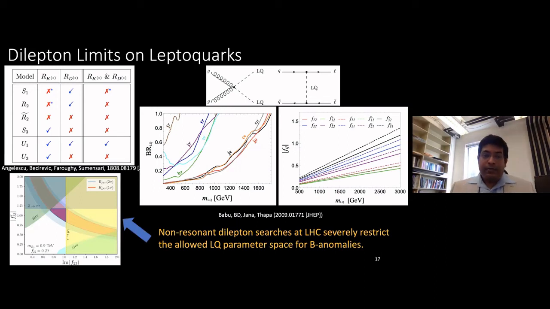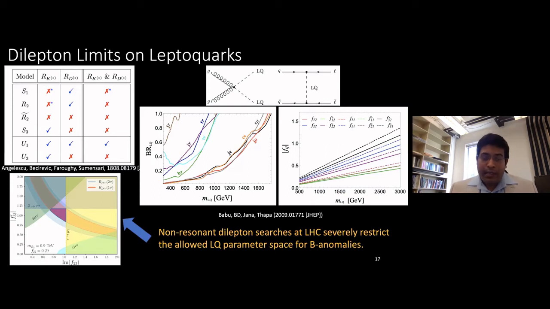So this puts a very strong constraint on the allowed parameter space that is available to explain the B anomalies. In particular, for the RD star, the charged current anomaly, we need to have a little bit lighter leptoquark, around TeV scale, and this is precisely where these dilepton bounds come into play. These non-resonant dilepton searches have really restricted the parameter space, and now it's shrunk to a very small part of the parameter space where you can explain the RD star.